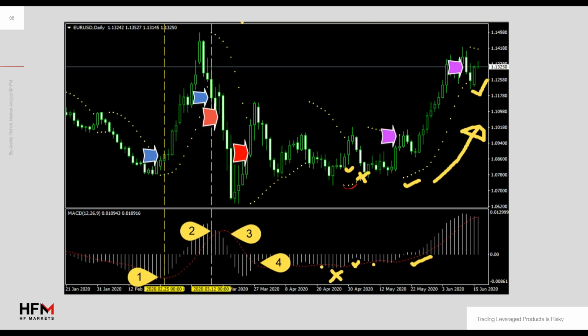But during the time that the parabolic SAR turned bullish, the MACD line also provided some crossover, which didn't last. So what you need to be careful about? If you decide to take this kind of entry, be careful of the timing and of the exit level, because you see this was a short-lived reversal, short-lived.